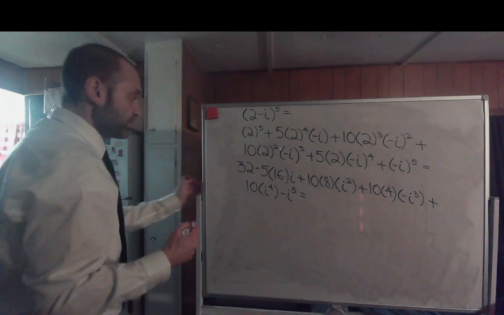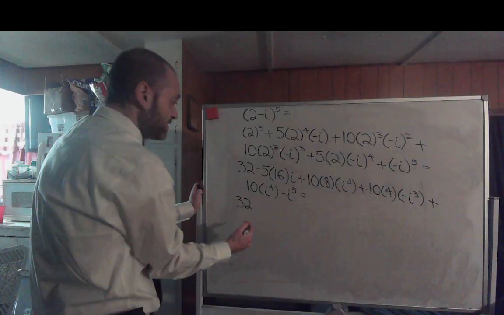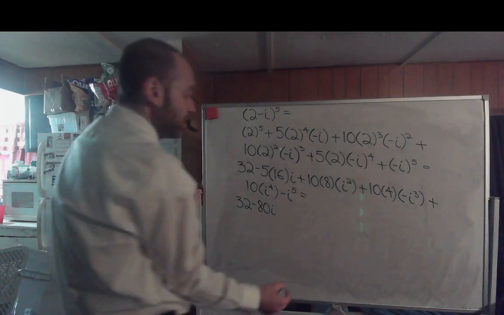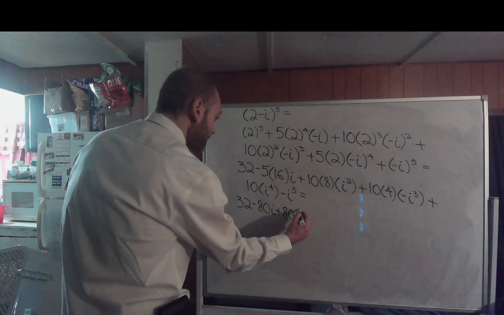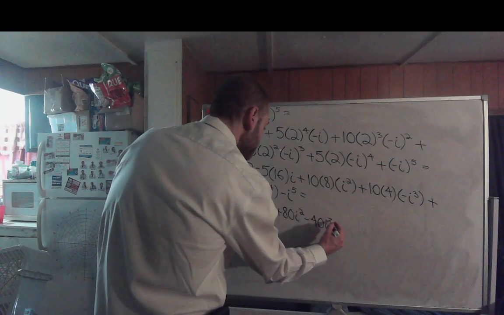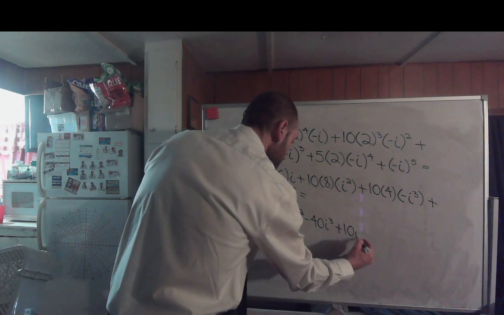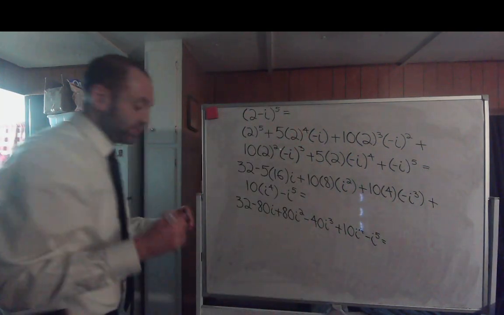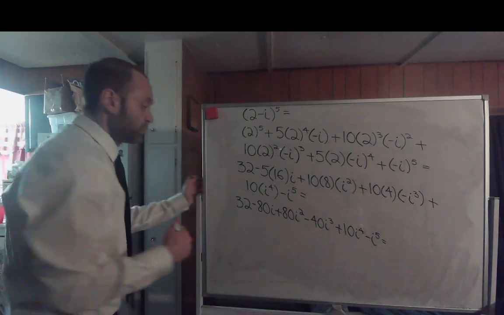Let's simplify further. So you'll end up with 32. Now 16 and 5, that's 80, so that'd be minus 80i. Alright, so then you have plus 80i squared minus 40i to the third plus 10i to the fourth minus i to the fifth. Now this is where you got to understand the properties of i, the imaginary number. So we can simplify those.